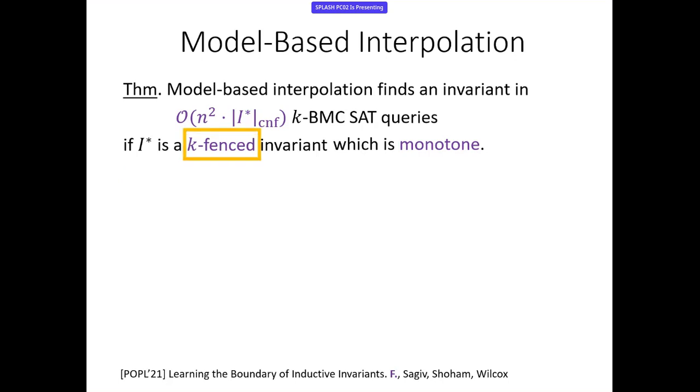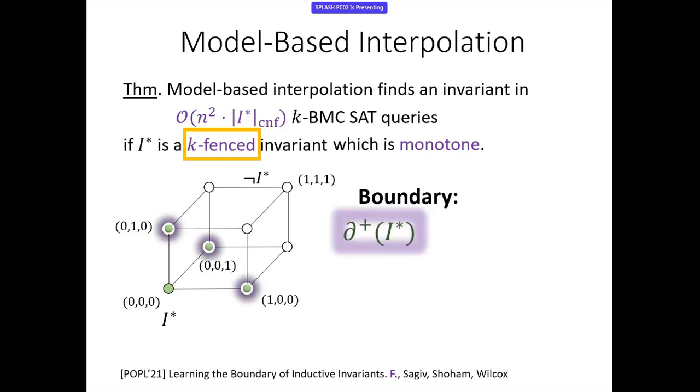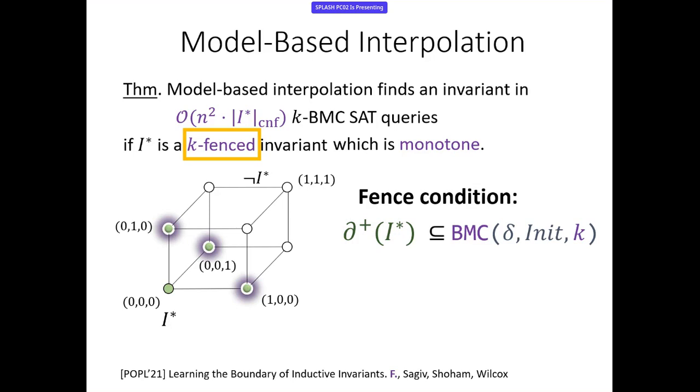Being k-fenced, or the fence condition, is a condition about the interplay between the invariant and reachability. It says that if we think about the state space of the system as vertices of the Boolean hypercube, and this is the invariant, then we're thinking about the boundary of the invariant, which are the states that are just inside the invariant. If you flip just one bit in any of these states, you can get to a state outside the invariant. So the set of states that are Hamming distance 1 from outside the invariant is the boundary of the invariant, and what the fence condition requires is that all the states in the boundary are reachable in k steps.